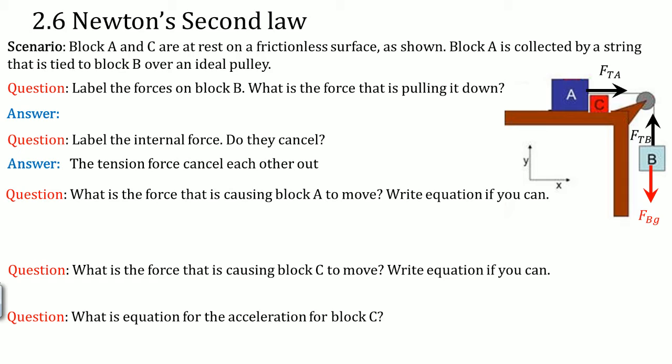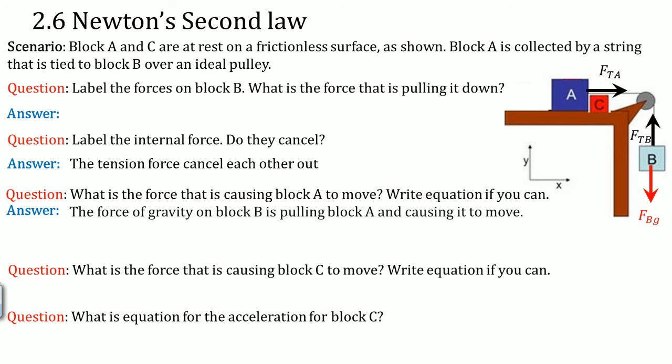Next, what is the force that causes block A to move? I would like you to write an equation for it. Here, we can look at the answer by seeing that the force of gravity on block B is pulling block A and causing that to move. So, this equation just comes from your equation sheet, A is equal to the summation of F over M. I just multiplied M to the other side.